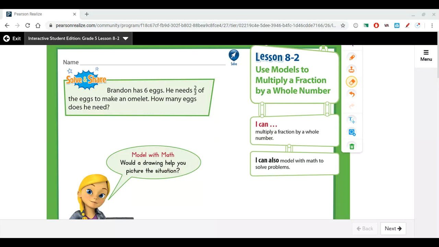So, in this lesson, we're going to continue to look at how we can use models and properties to find products of a number. And we're going to start transitioning into using an algorithm to help us multiply a fraction by a whole number. And so, what that's going to look like.